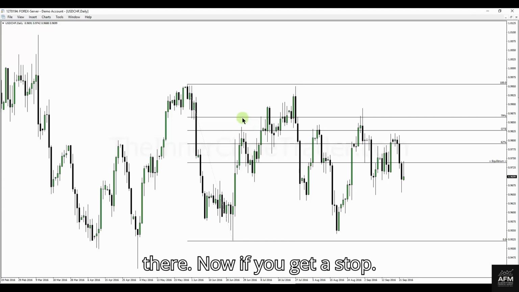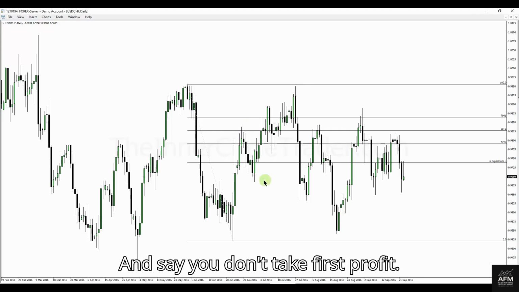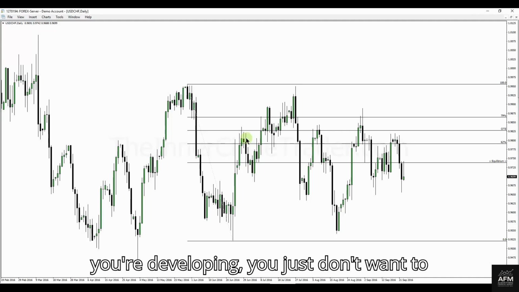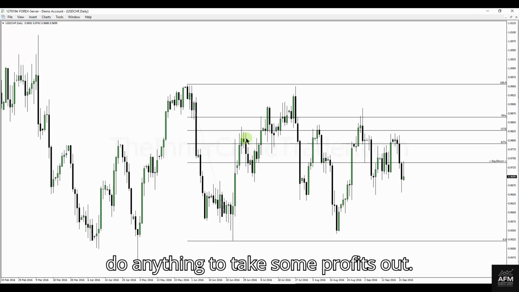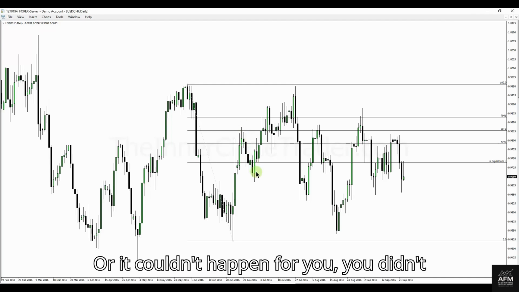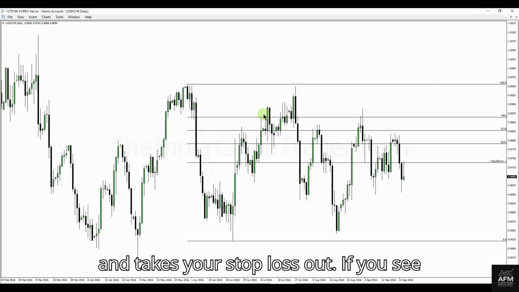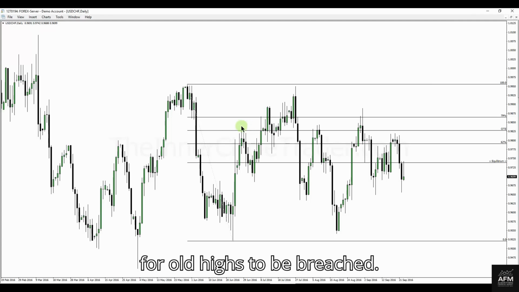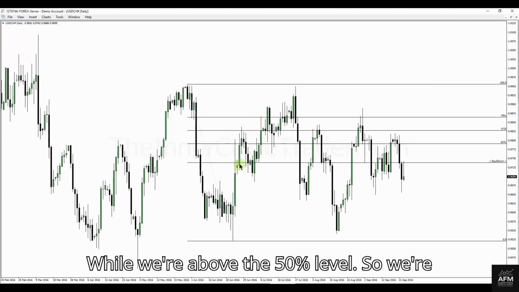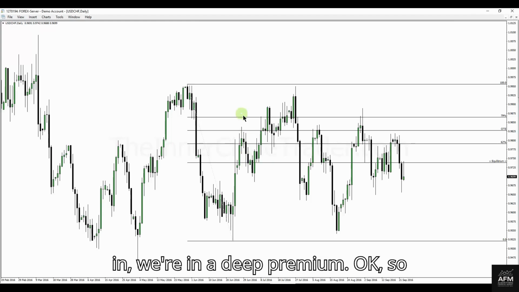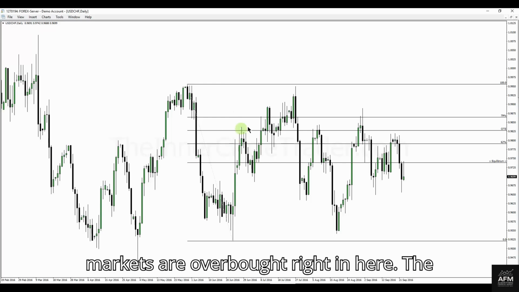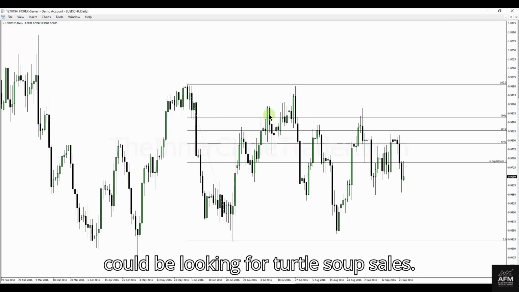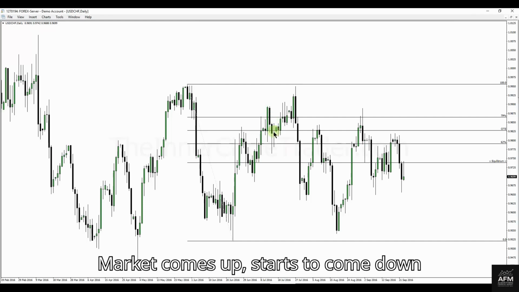Now, if you get a stop and say you don't take first profit, let's play devil's advocate for a moment. Say you're greedy, you're impatient, you're developing, you just don't want to do anything to take some profits out, or it couldn't happen for you, you didn't do it like that. The market comes back and takes your stop loss out. If you see that scenario, you're going to be looking for old highs to be breached while we're above the 50% level. So we're in a deep premium. Markets are overbought right in here. The market runs through this previous high. So we're in a turtle soup scenario. We could be looking for turtle soup sells. Market comes up, starts to come down.